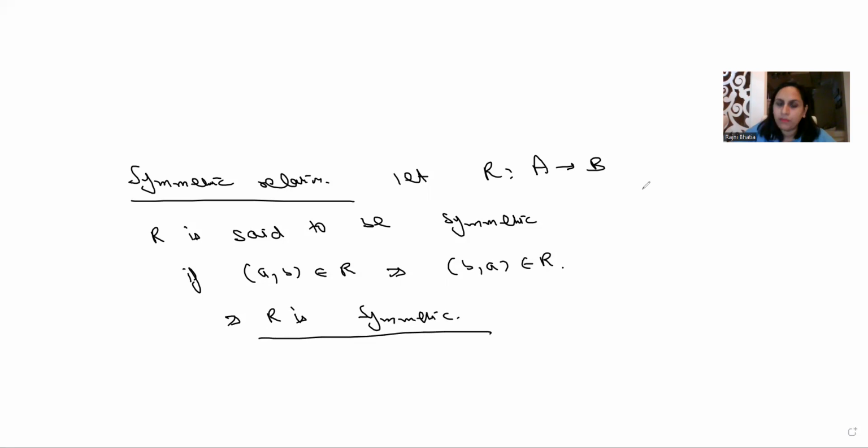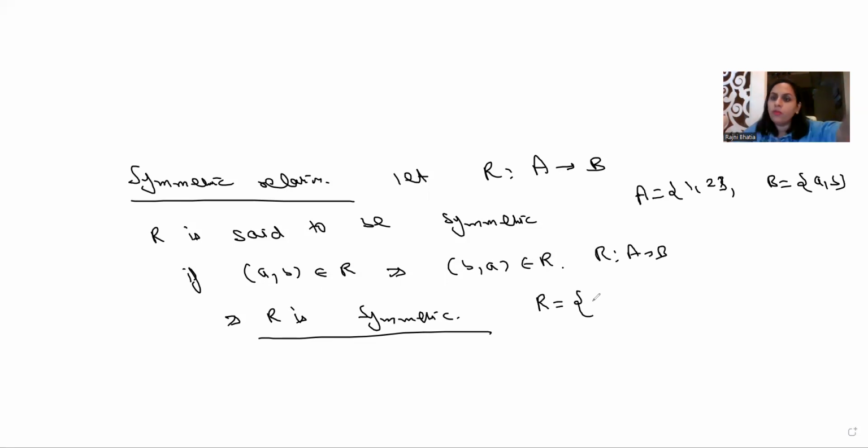Now I'll give you an example. Suppose set A is {1, 2} and set B is {a, b}. Then what kind of elements can the relation have from A to B? All the x will be picked from A, all the y will be picked from B. So the relation can have elements of the form (1, a), (2, b), (2, a), and so on.